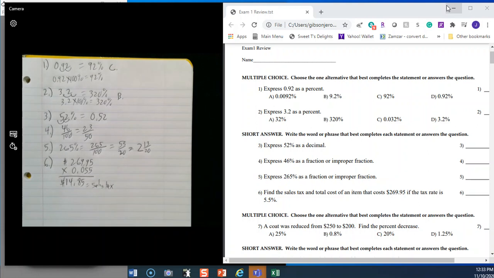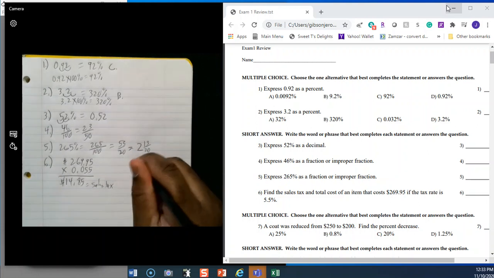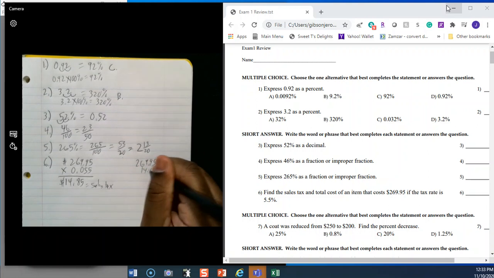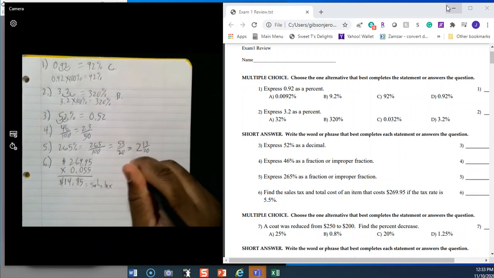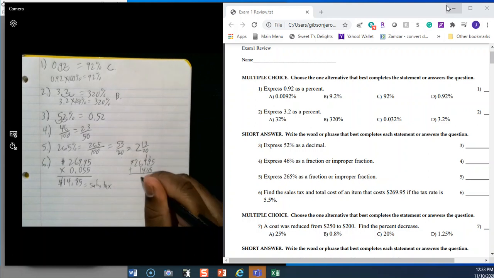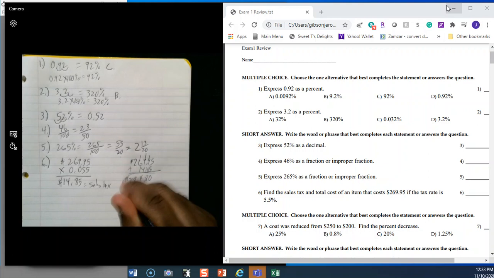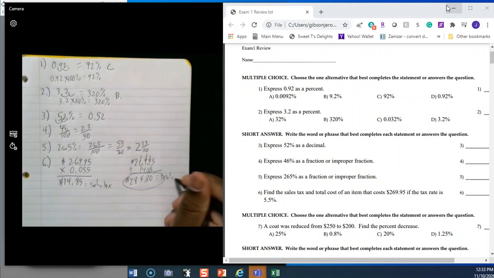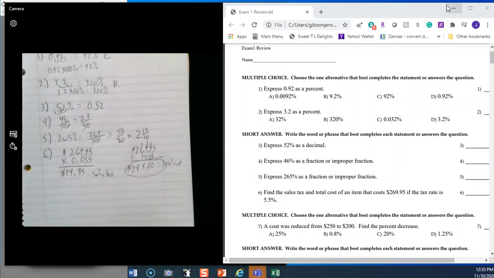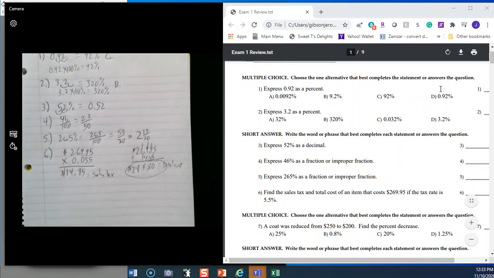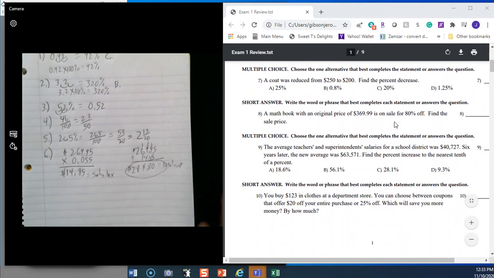Now they want us to do the total cost of the item too. So to do the total cost, we'll take the price of the item plus the sales tax. So it'll be $284.80, which will equal the total cost. So that is the answer to number 6. Now number 7.